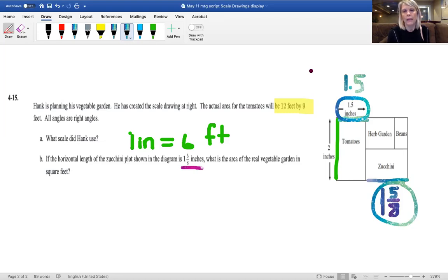Now, 12 feet by 9 feet, you'll see 2 inches by 1.5 inches, 12 by 9. Now be careful because the original question was only the tomato garden. The tomato garden only was 1.5 inches, not the whole length of that. So the original amount was 2 inches by 1.5 inches, and that was just the tomato garden, Vivi. Okay, you get it? Okay, good.